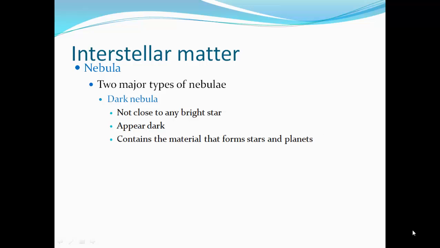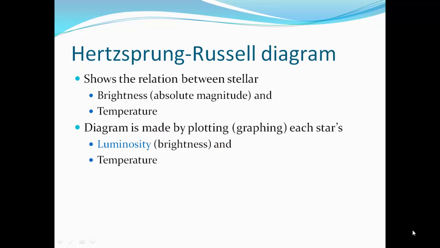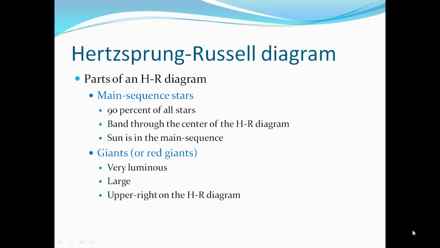A dark nebula is not close to any bright star, and contains matter that forms stars and planets. The Hertzsprung-Russell diagram, or HR diagram, shows a relationship between stellar brightness, absolute magnitude, and temperature. This diagram is made by plotting each star's luminosity, or brightness, and temperature.